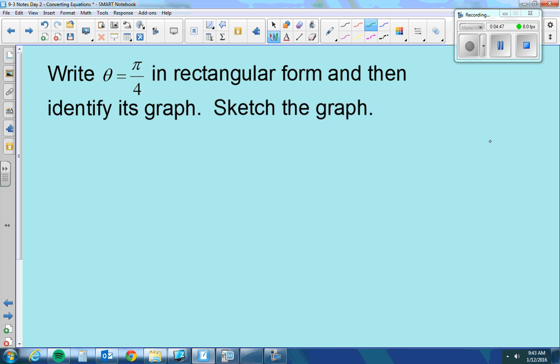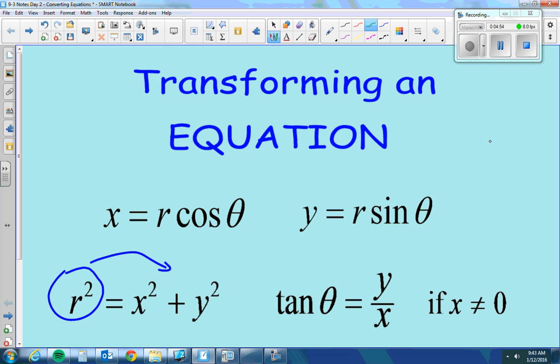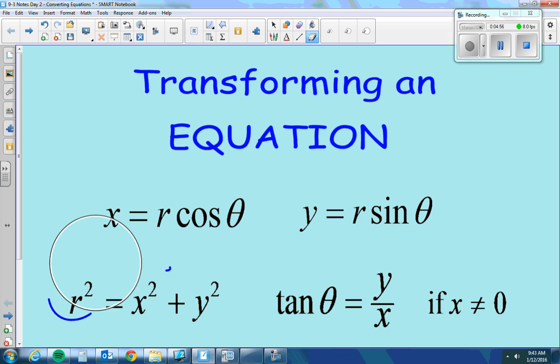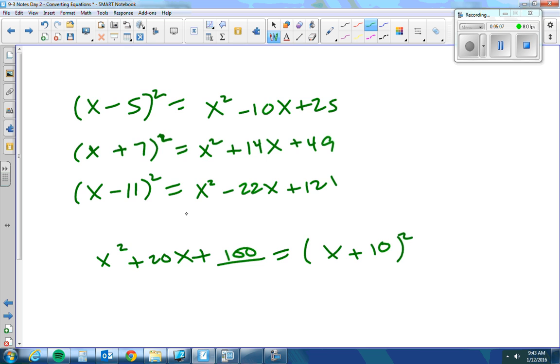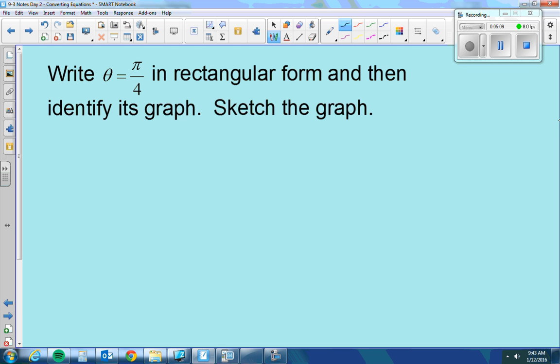Next. This is a little different. All we have is theta. So which of my equations, when I'm trying to go from polar, which ones involve just theta? Only tangent of theta, right? Because these I can't use because I don't know r. So we're going to use that one. Write that down: tangent of theta equals y over x.